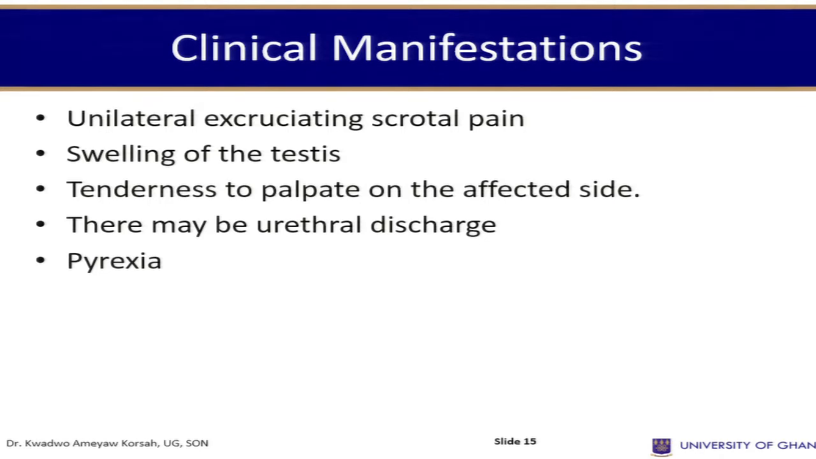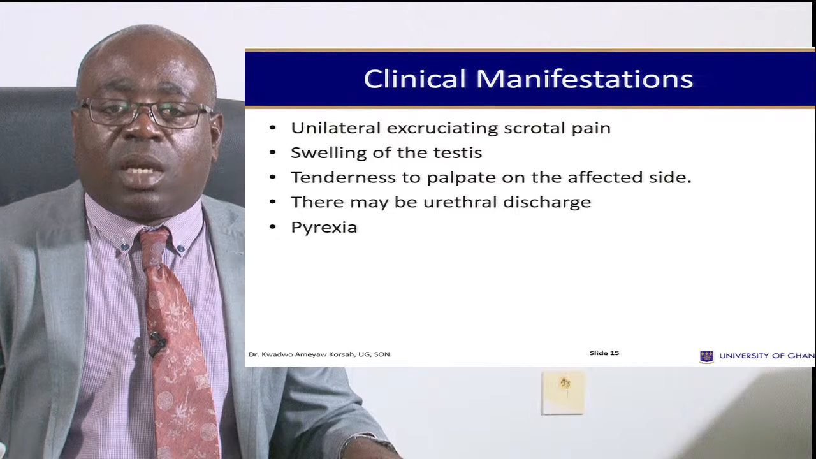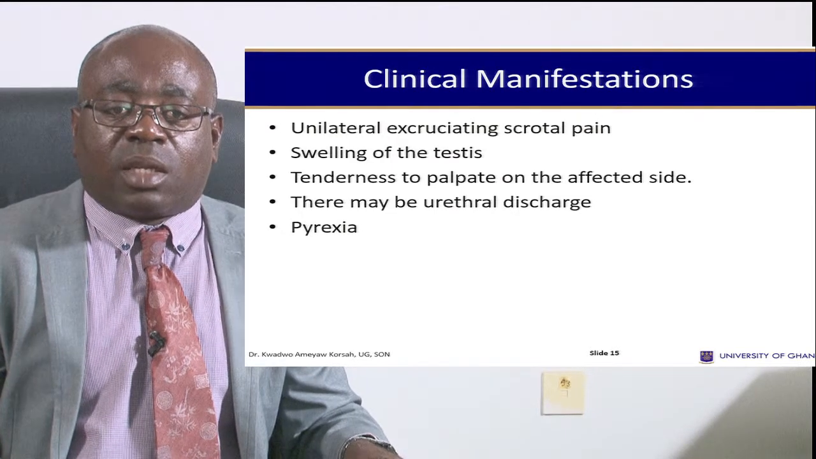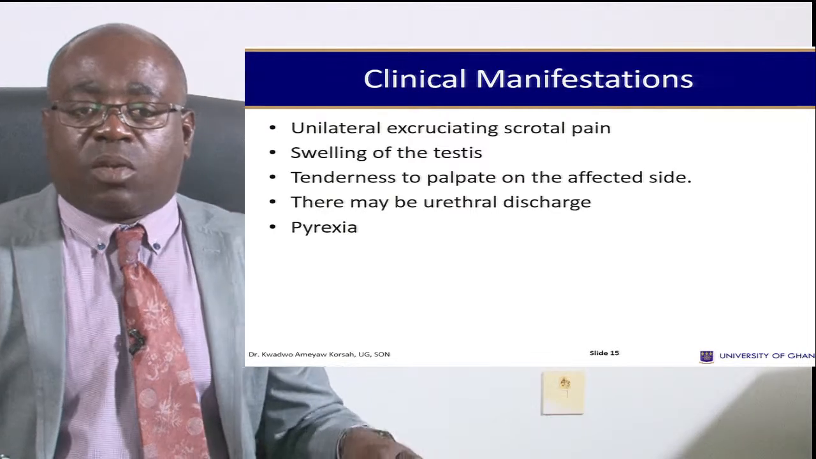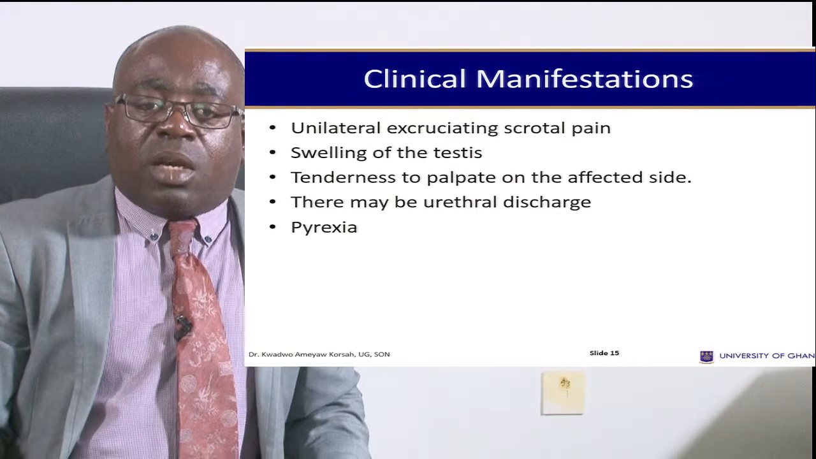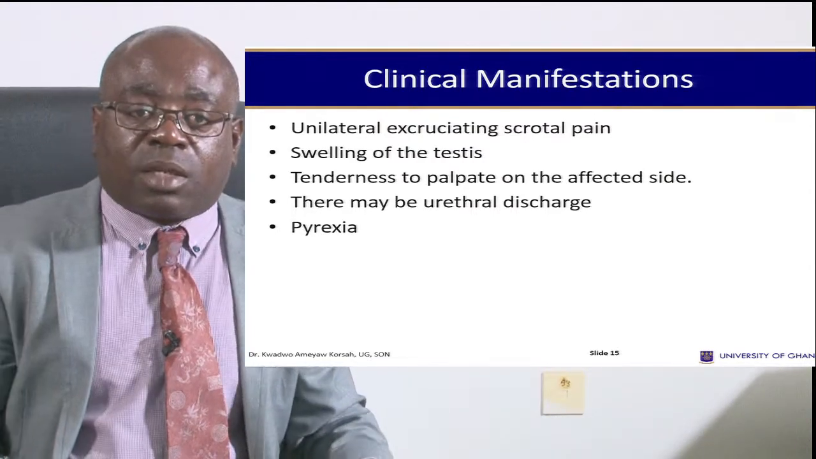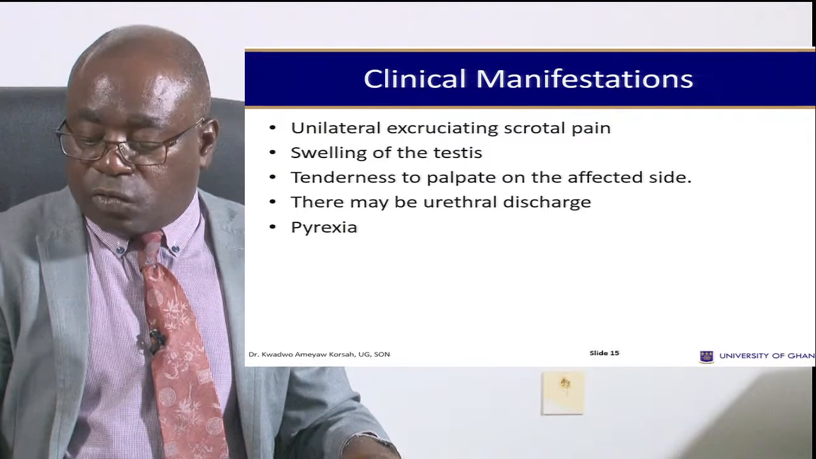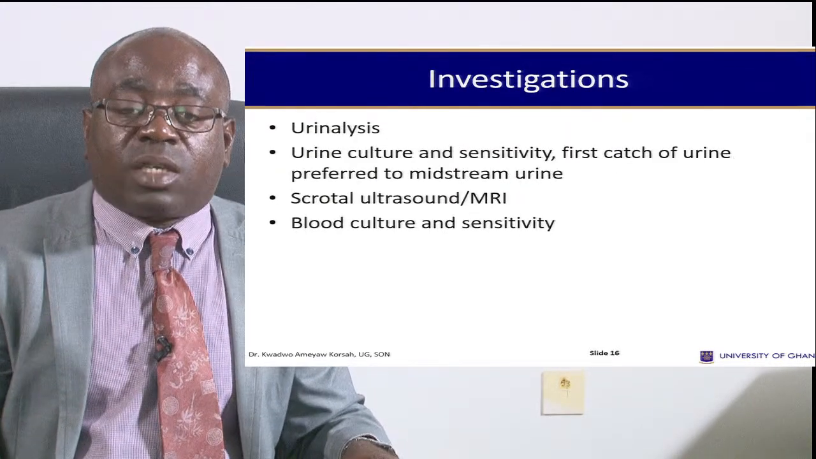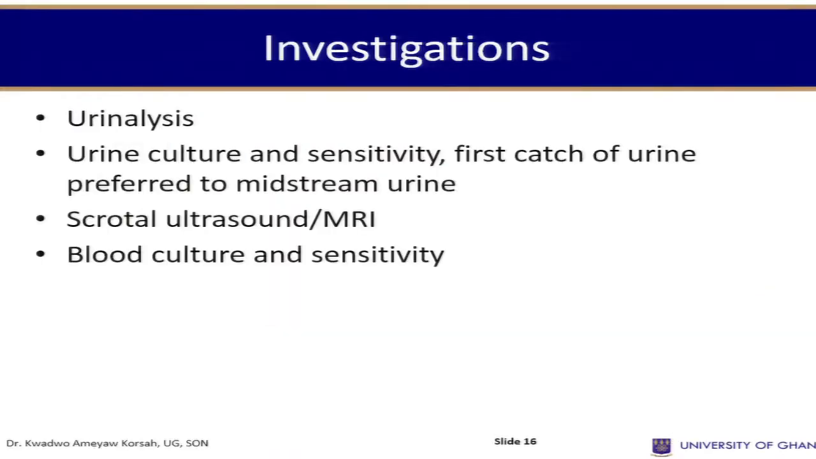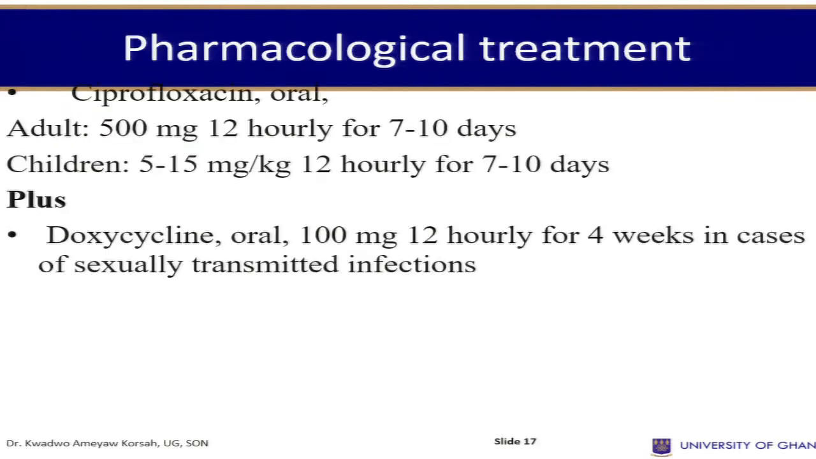Clinical manifestations: we have unilateral excruciating scrotal pain, swelling of the testis, tenderness to palpation on the affected side, and there may be urethral discharge. A temperature rise, so fever in general, is also likely to occur. Investigations: we can do urinalysis, urine culture and sensitivity, with first catch of urine preferred to midstream urine, and then scrotal ultrasound, MRI, and blood culture and sensitivity tests can also be done.